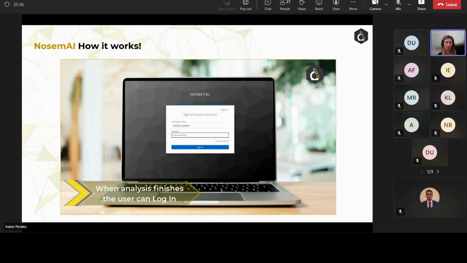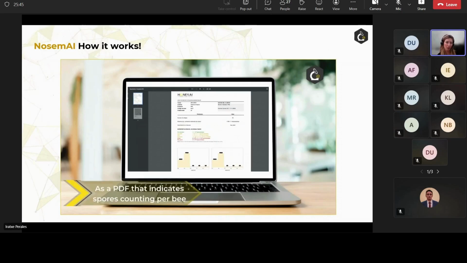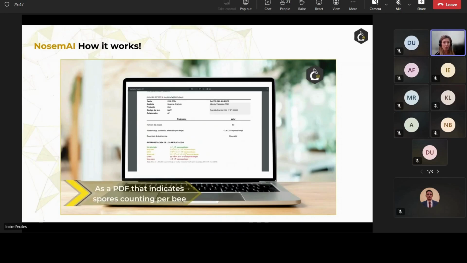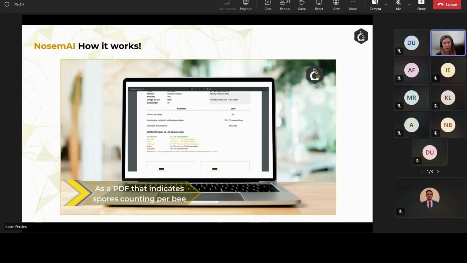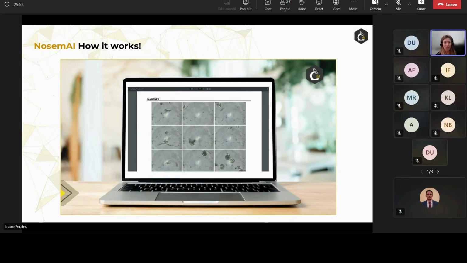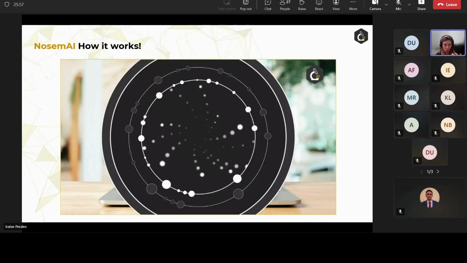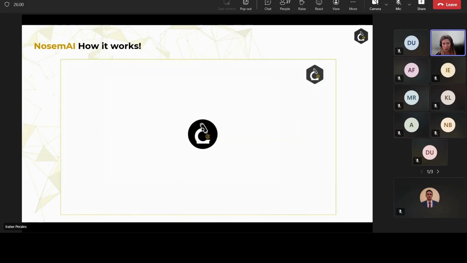Here you can log in to the dashboard, and in the dashboard the user has all the historics of the analyses done, and then you can download the PDF and you have all the information as I already showed, with the plot of the dimensions and also the pictures. So you can also access the real pictures that we have.